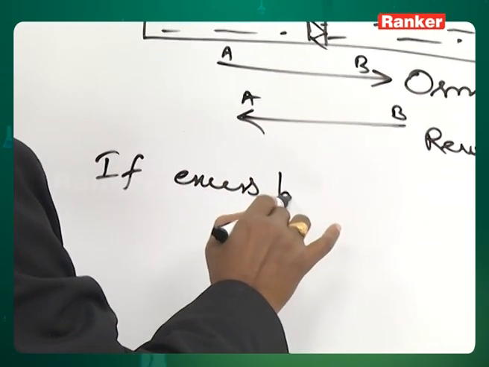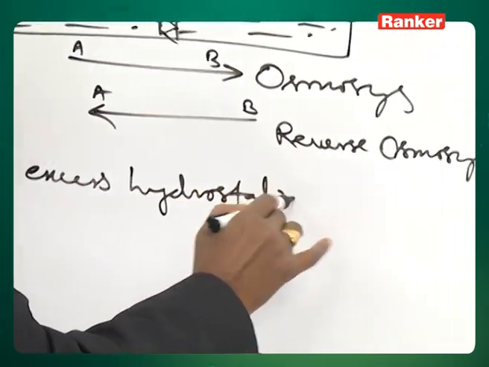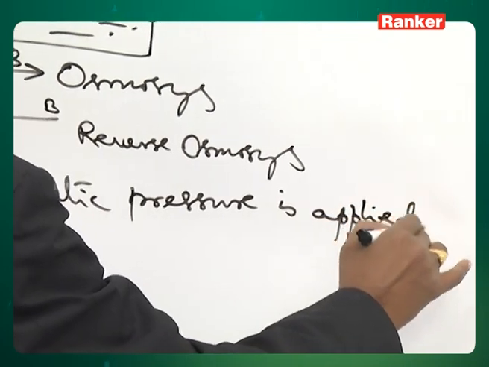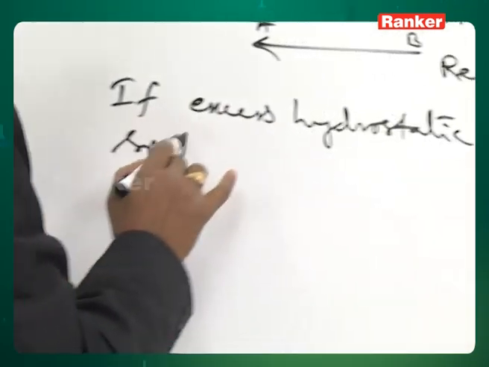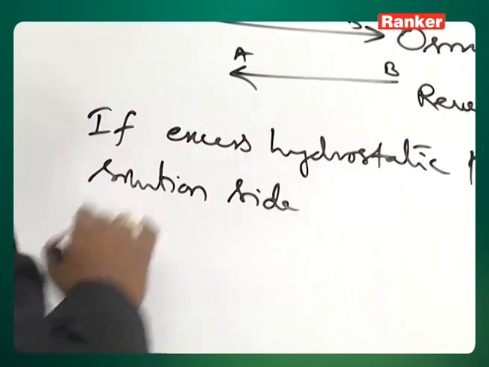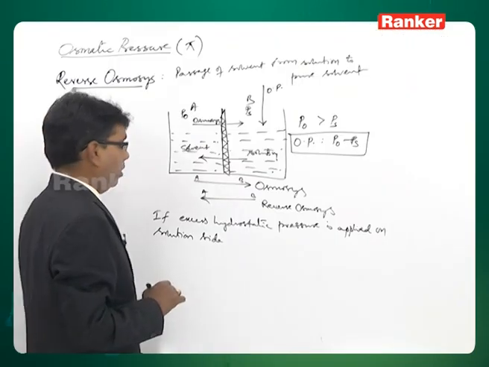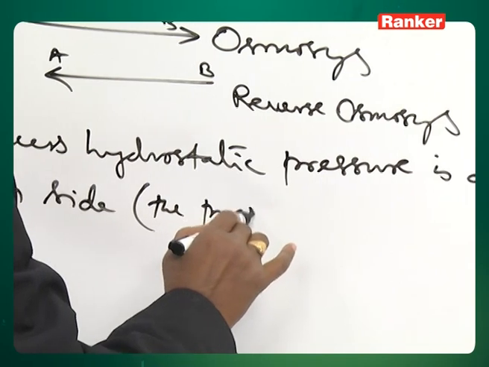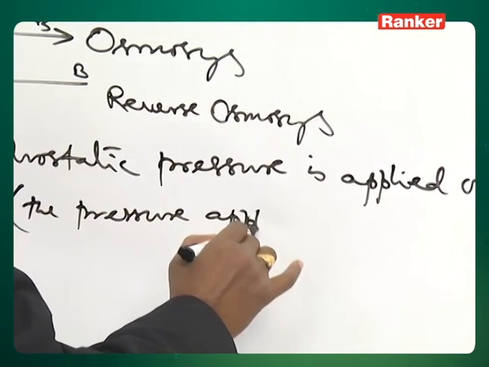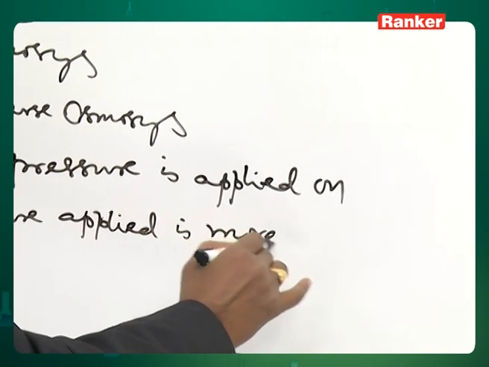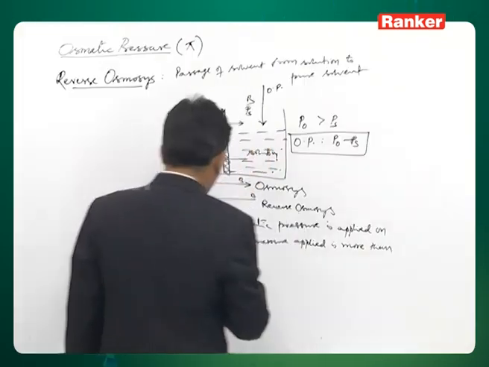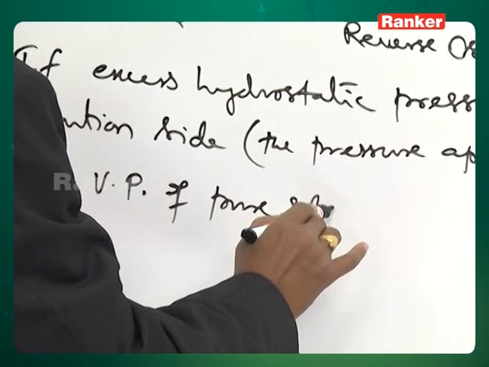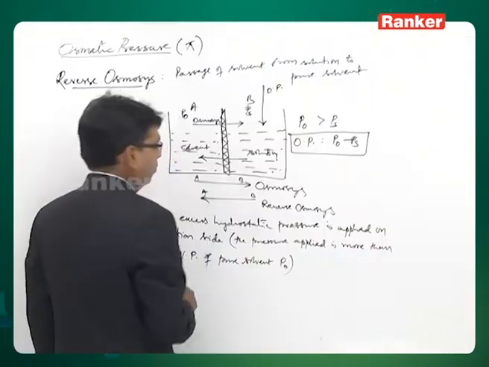excess hydrostatic pressure is applied on the solution side. How much excess? The pressure applied is more than the vapor pressure of pure solvent, that is P naught.